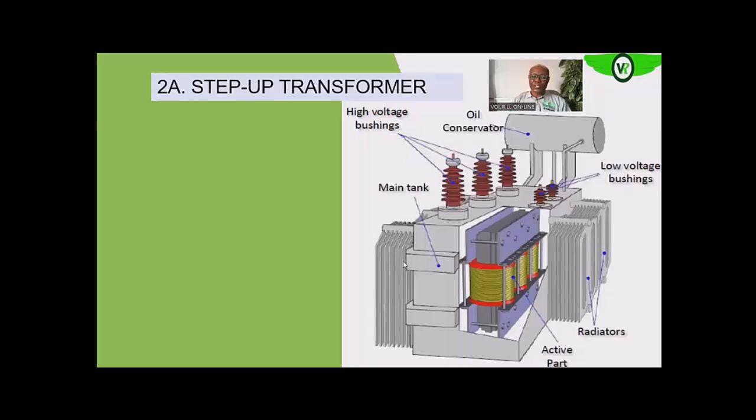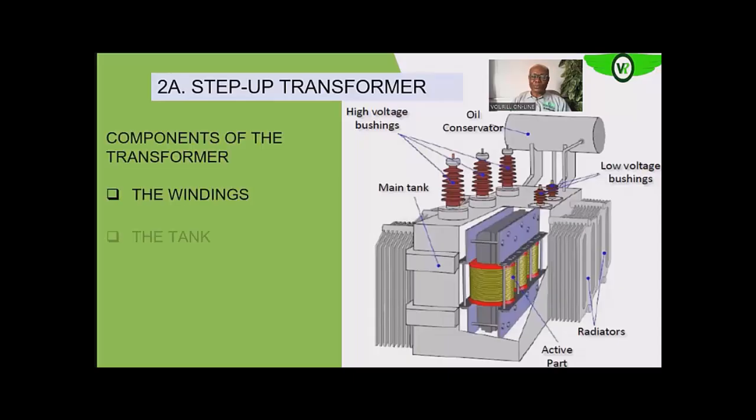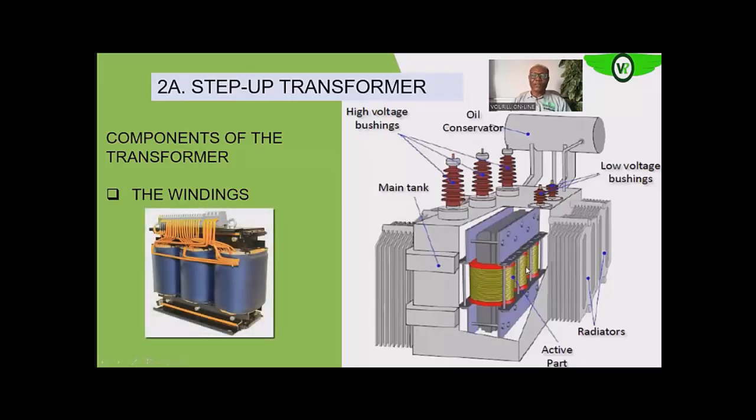So let us see in a little detail each of these component parts of the transformer. Like we said, the first part is the winding, and this is the winding. On these windings, we have the primary and the secondary sections. The input voltage, in our case the 11 kV, comes into the primary winding through this low voltage bushing.